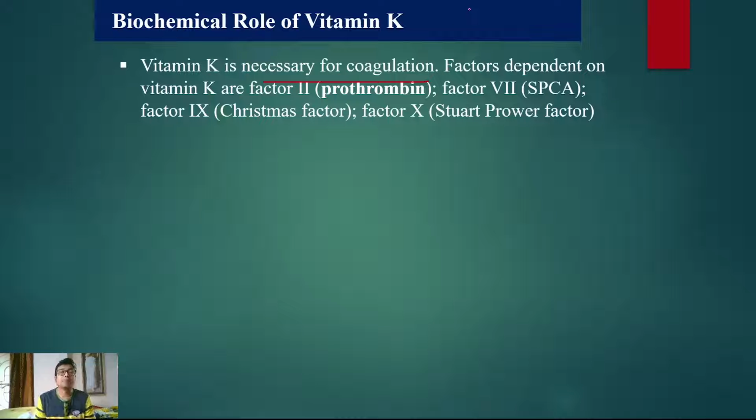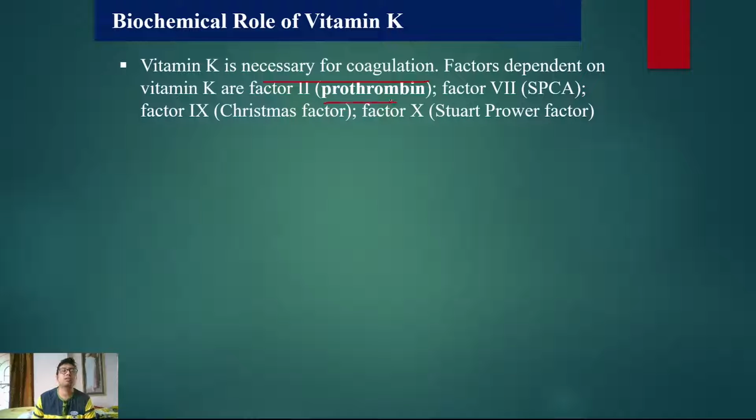Those are gamma carboxylation of clotting factors, which are dependent on vitamin K. So this is what's going on here. And what are the factors that are dependent? What are the clotting factors? The clotting factors are 2, 7, 9 and 10. These are synthesized in the liver.